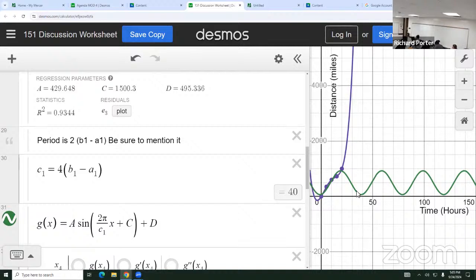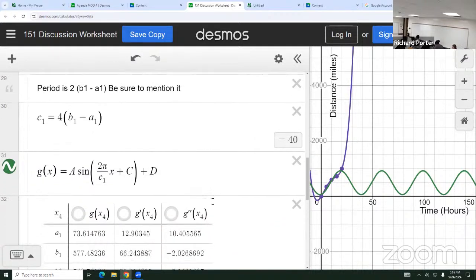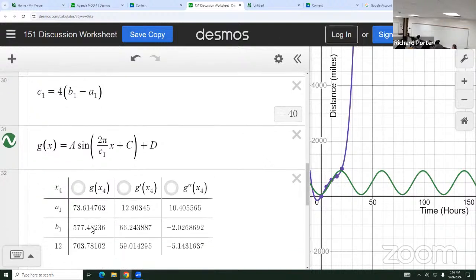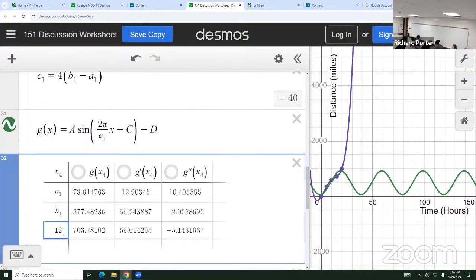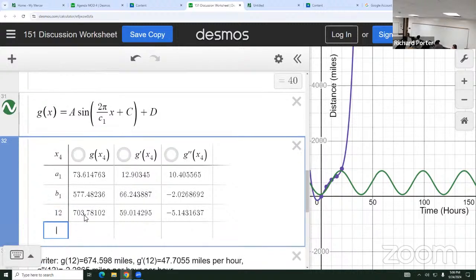Goes from bottom to bottom. Anyway, how fast was I going at the 12th hour? How fast? Well, where was I? Between here and 1,000 miles to Florida, where was I?